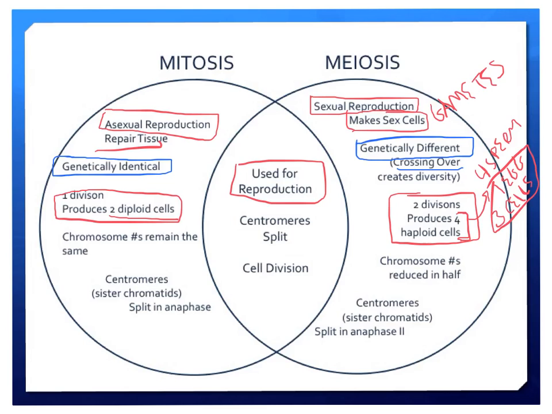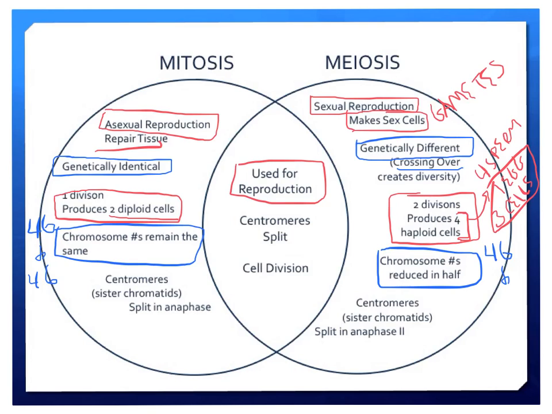In mitosis, the number of chromosomes remains the same. If you started with 46, you have 46 at the end, which is the case for people. Whereas in meiosis, the number of chromosomes is reduced in half. If you start with 46, you'll only end up with 23. That way, when you get the two cells of 23 to merge in fertilization, you'll end up with 46 again.